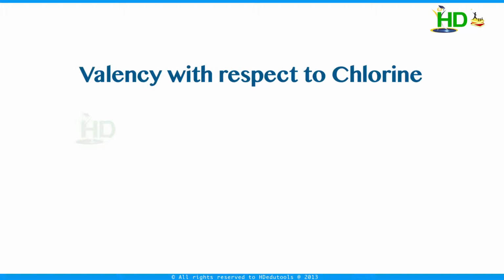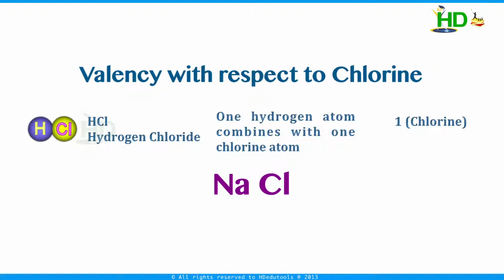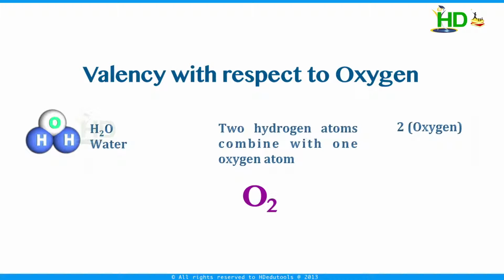Now we take valency with respect to chlorine. It is 1. The combining capacity of chlorine with hydrogen atom is 1. Therefore, the number of chlorine atoms with which one atom of an element can combine is called its valency. For example, if we consider sodium chloride, one chlorine atom combines with one sodium atom, hence the valency of sodium is 1. Similarly, valency with respect to oxygen.